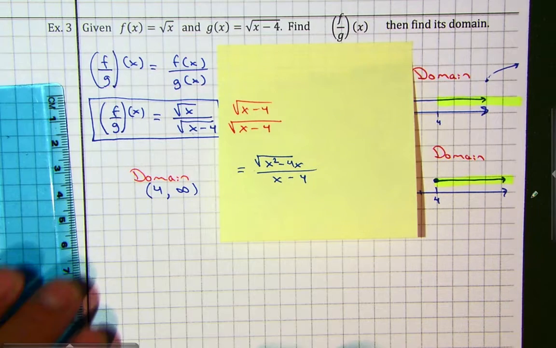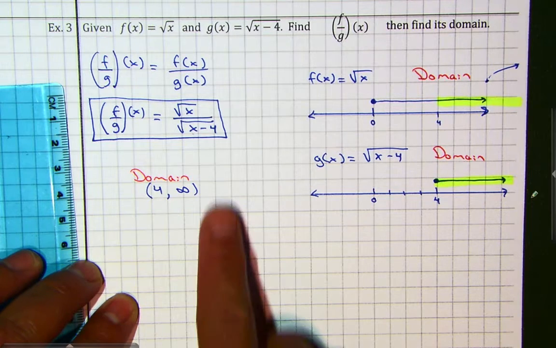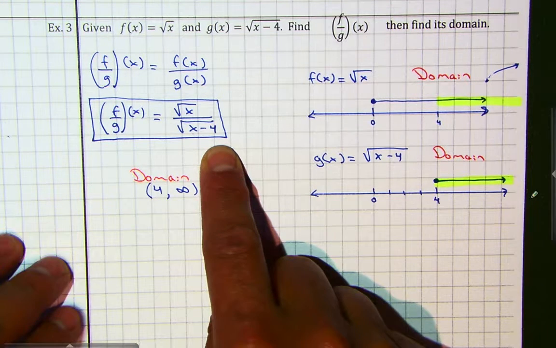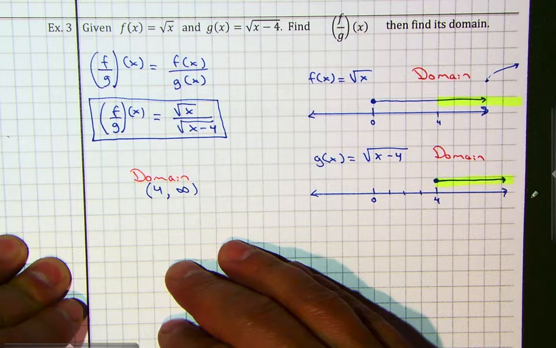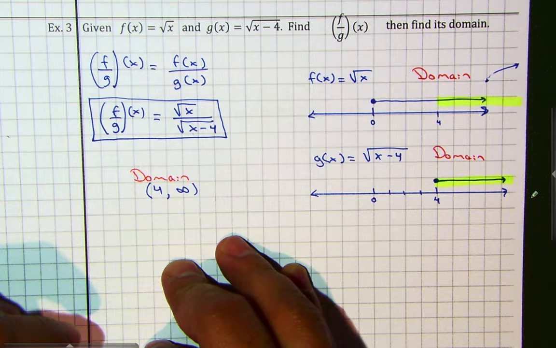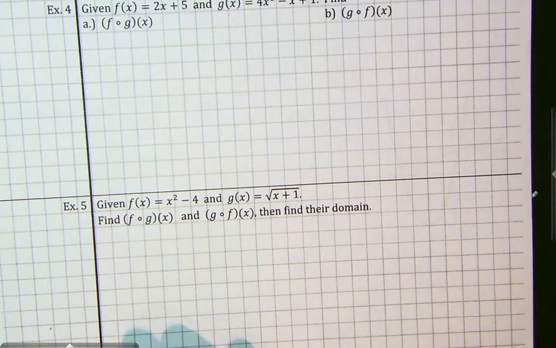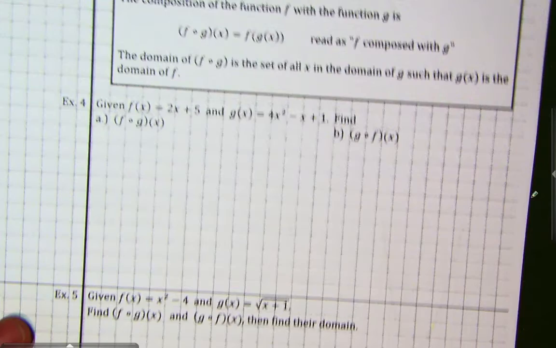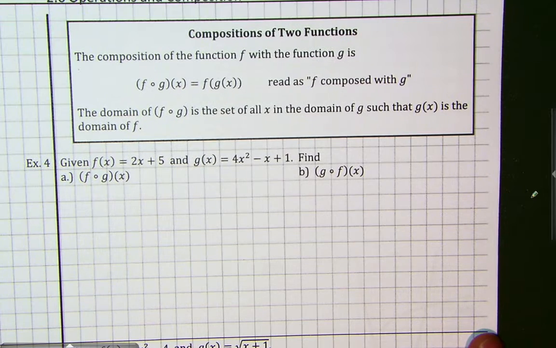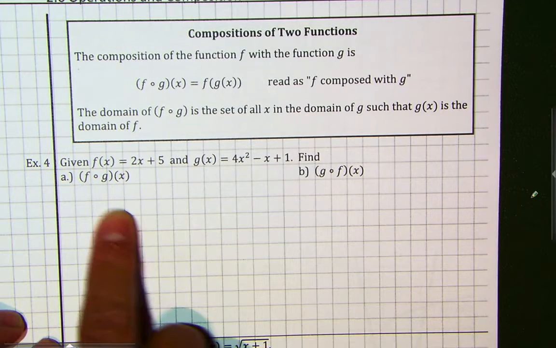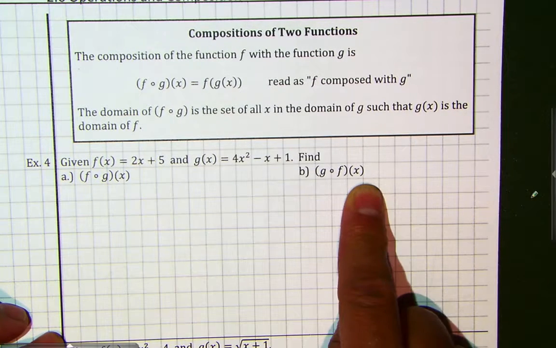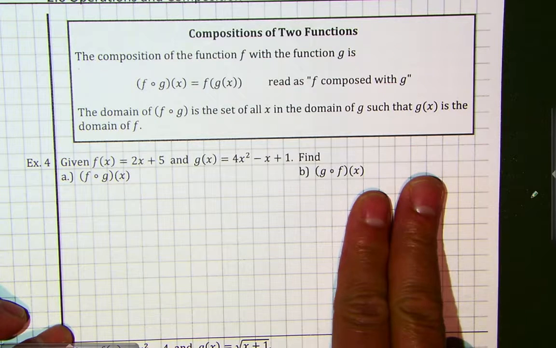And on this one, we want to be able to leave it as this as your answer, unless the problem says to rationalize the denominator. And that'll take us to example number 4. So take the time to copy down the cutout in example number 4, and we'll continue once you're ready. Go ahead and pause it.